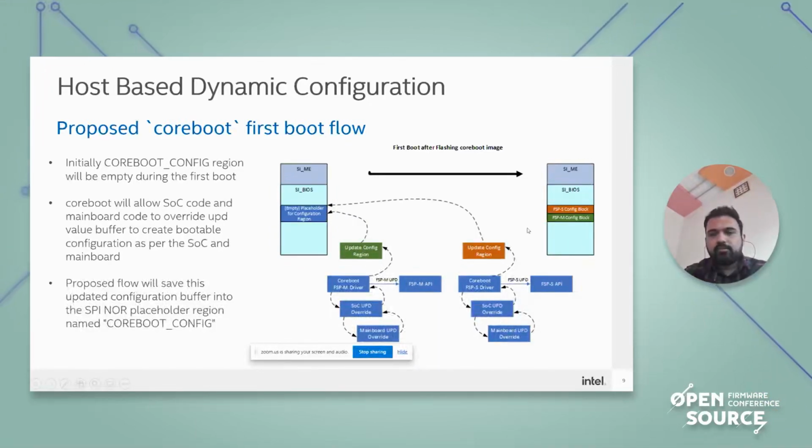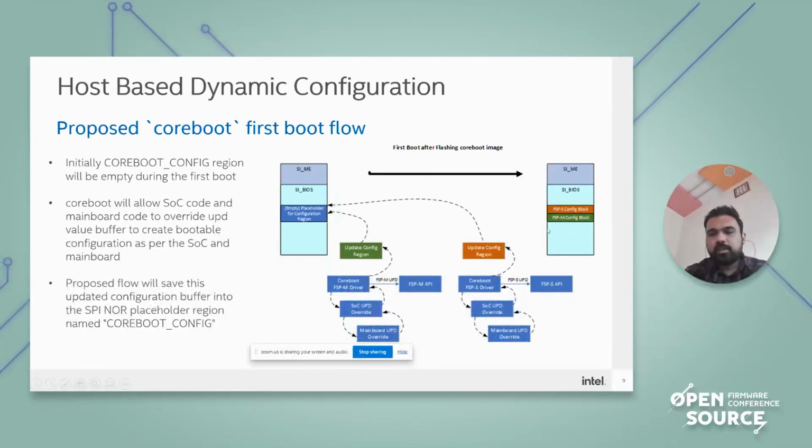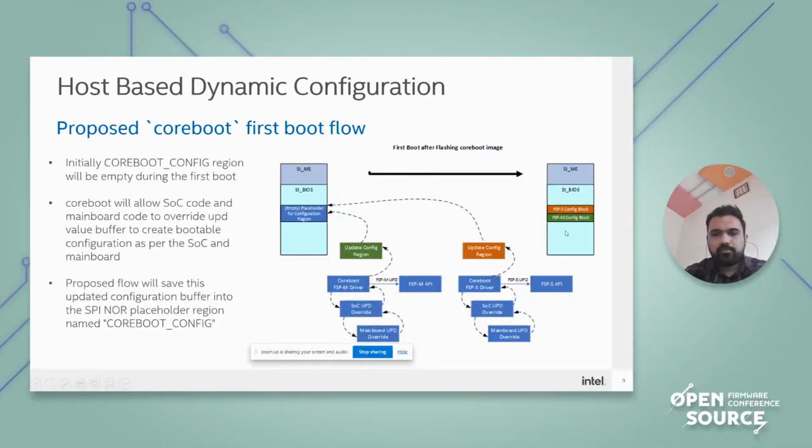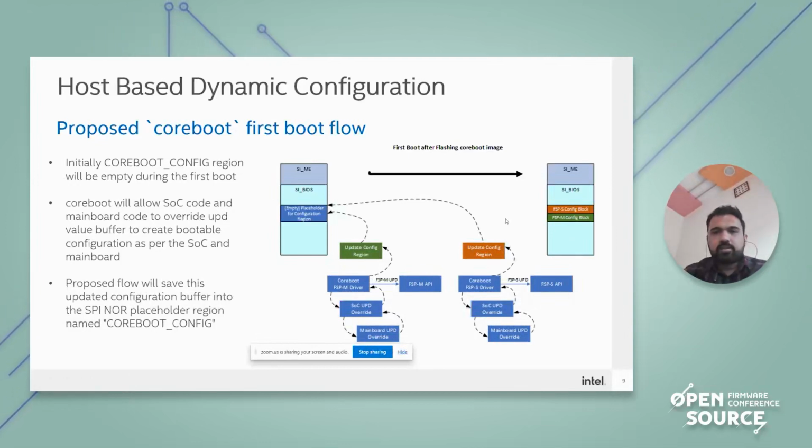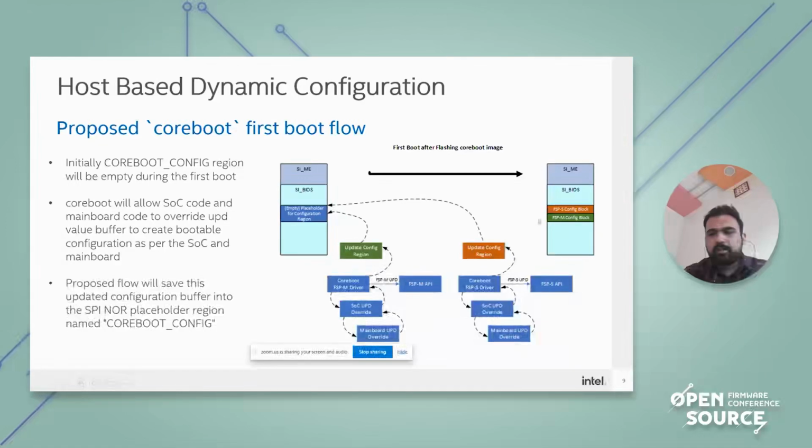So at the end of the first boot, our SPI layout will look like this, where you have the FSPM config block and FSPS config block saved in the SPI with all the good values. I will go to the next slide to see how the subsequent flow will look once we have this layout.